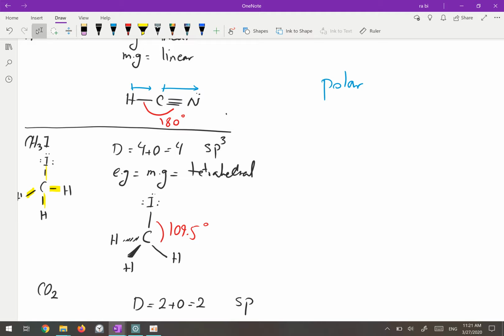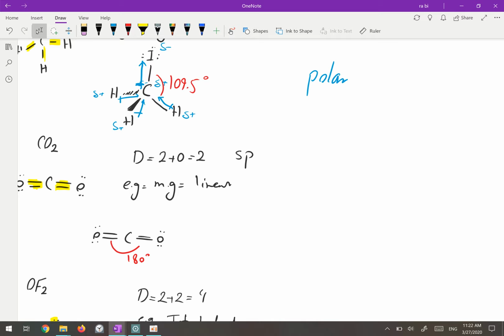Okay, now let's go to the next molecule, CH3I. So the bonds between the hydrogen and carbon are polar. Carbon is more electronegative, so the carbon is partially negative. Hydrogen becomes partially positive. So you have three dipole moments in this direction here. The bond between the carbon and iodine: iodine is more electronegative than carbon, so iodine becomes partially negative, carbon becomes partially positive. And you will have a dipole moment or polar bond in this direction. We can see in this case, these four dipole moments cannot cancel out each other and your molecule becomes polar.